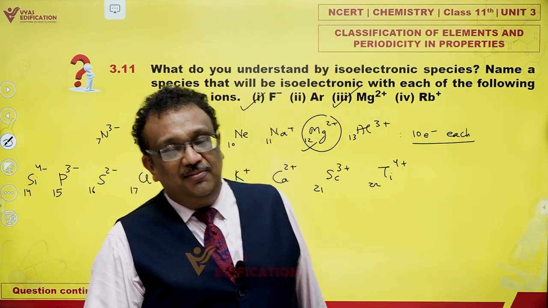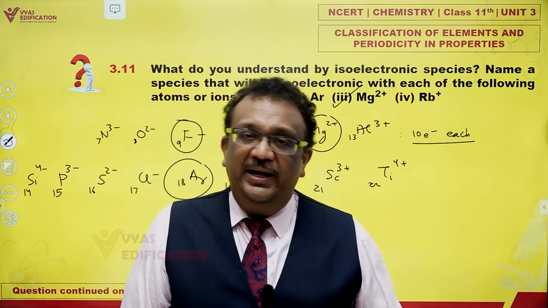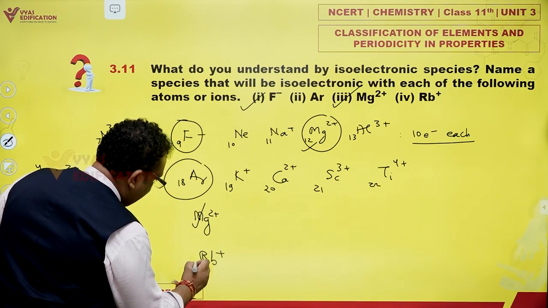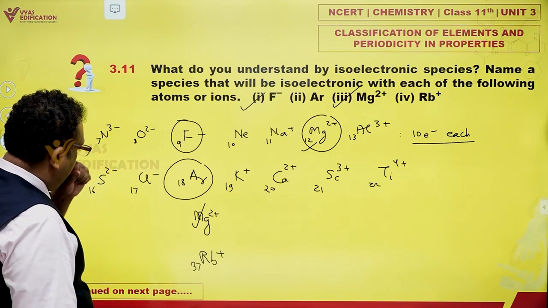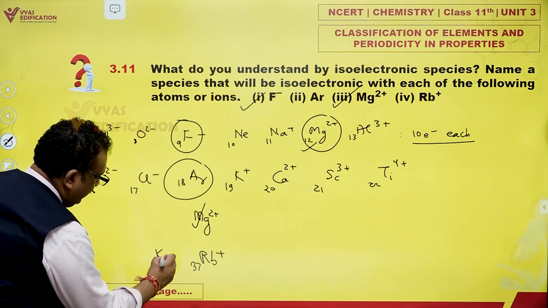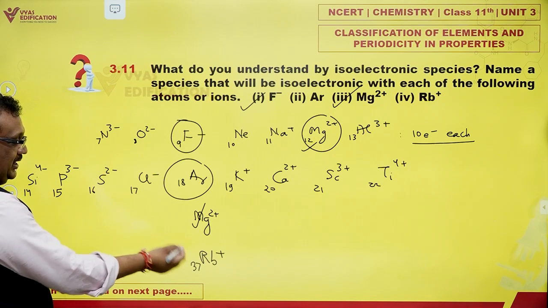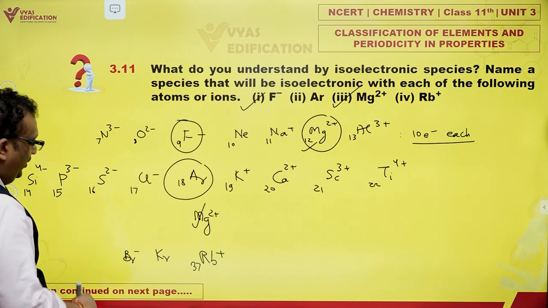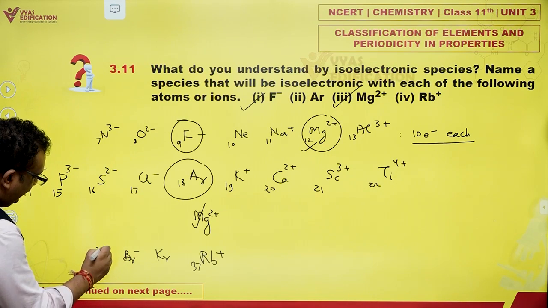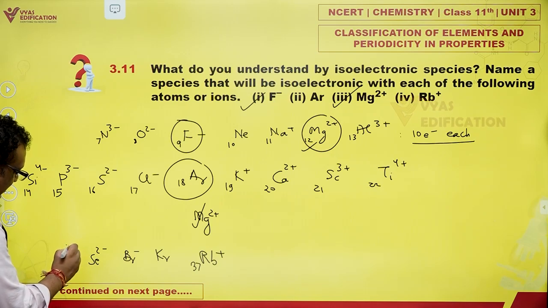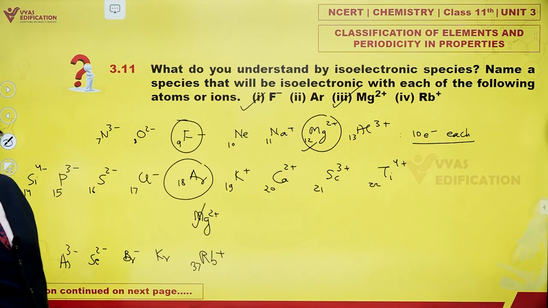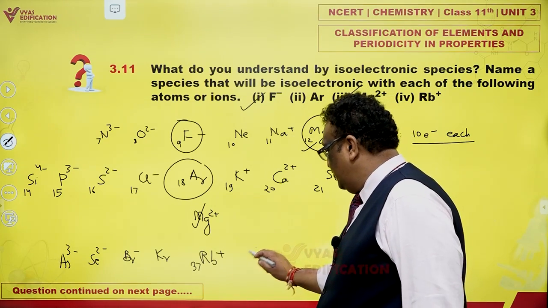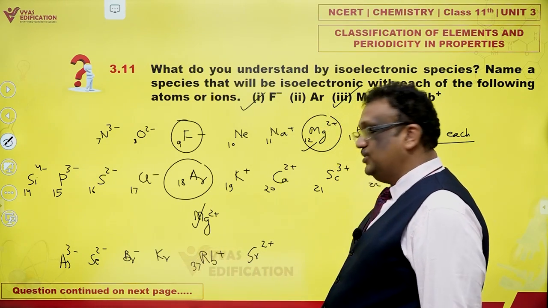Now, rubidium, if you care to note, happens to be just after krypton, atomic number 37. It is isoelectronic with krypton, yes. And incidentally, Br minus, very much. Or selenide. Or arsenide, love it or hate it, but yes. On the other side, you have strontium cation, very much.